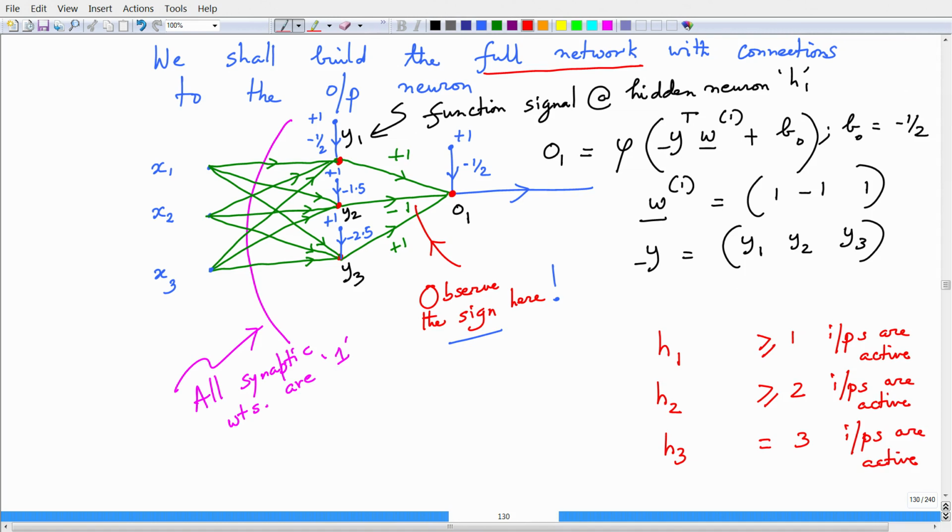Now, if I form a 3 tuple from the outputs of the hidden neurons, that is, if I have a neuron which responds to at least 1 input that is active and the other 2 neurons do not respond, then I need to turn this output neuron to respond to a value 1, because it is an odd parity. So, I need a synaptic weight which is +1 connecting the hidden neuron 1 and the output.